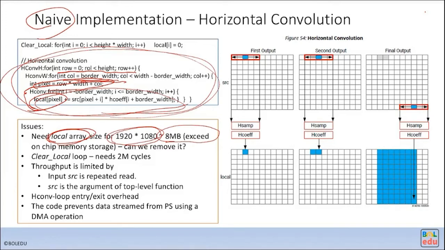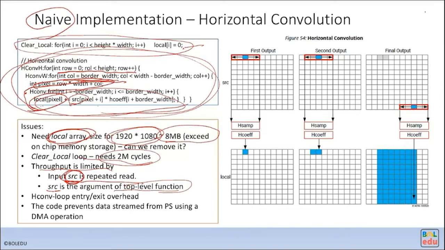Also, when you write this code, you first need to clear the local array, so it takes a lot of cycles to clear. And the throughput is very limited because the source has repeated reads. Remember this source is IO memory; that's the image saved in the DDR memory, so you have to repeatedly read it. Because the source is the top-level function argument, this is IO.